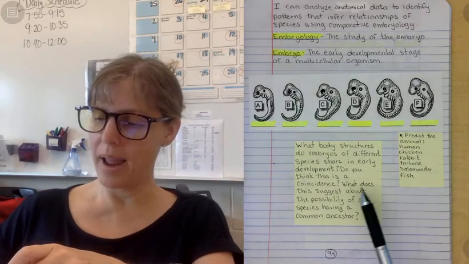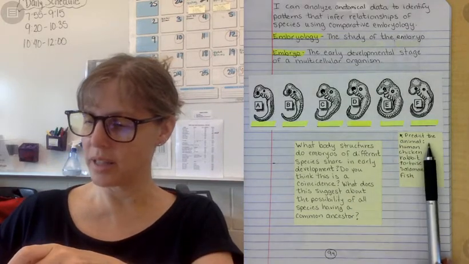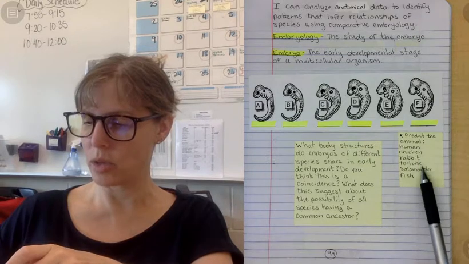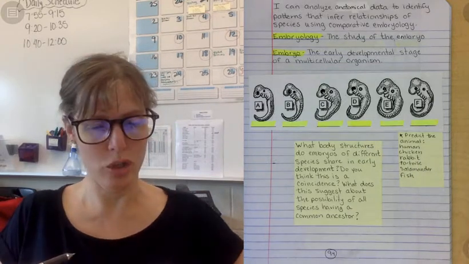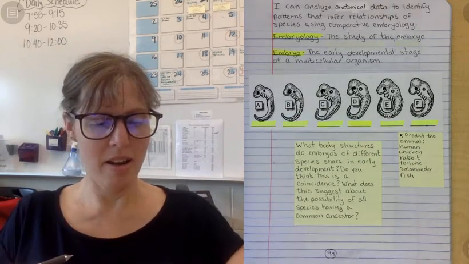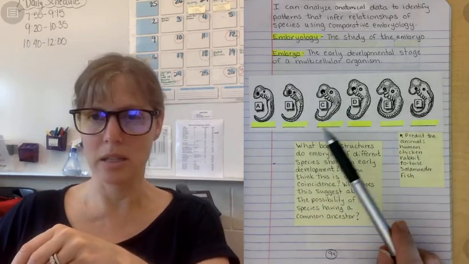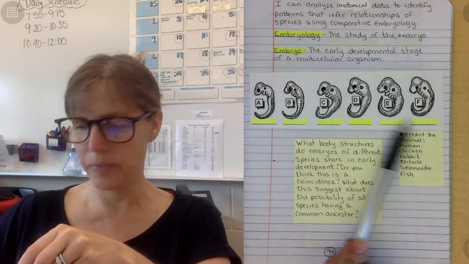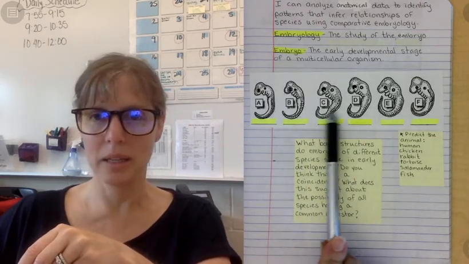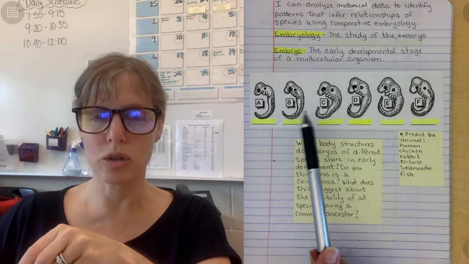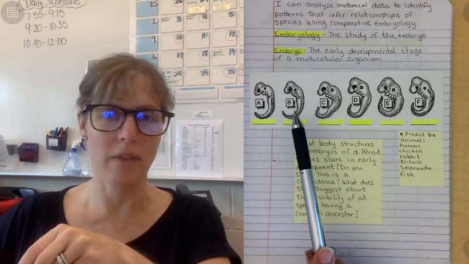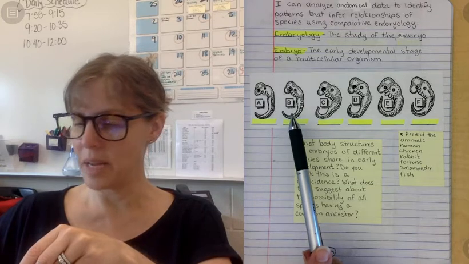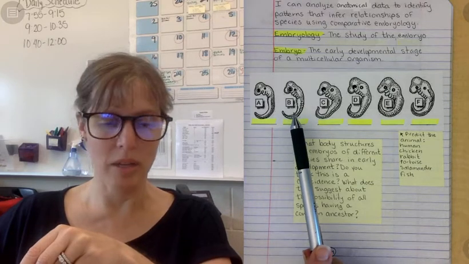And so I asked you to predict the animal, whether it's a human, a chicken, a rabbit, a tortoise, a salamander, or a fish. And I hope you just were like, oh my gosh, I just can't. And then you're like, maybe I can. But you clearly could not possibly get these correct because they are so similar in this early stage of development. You could not possibly get these correct.